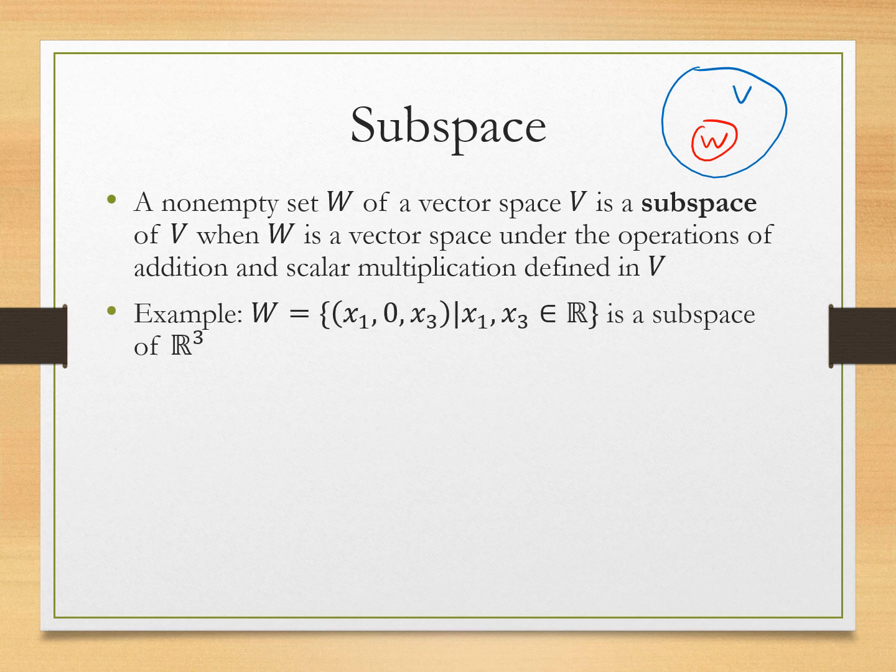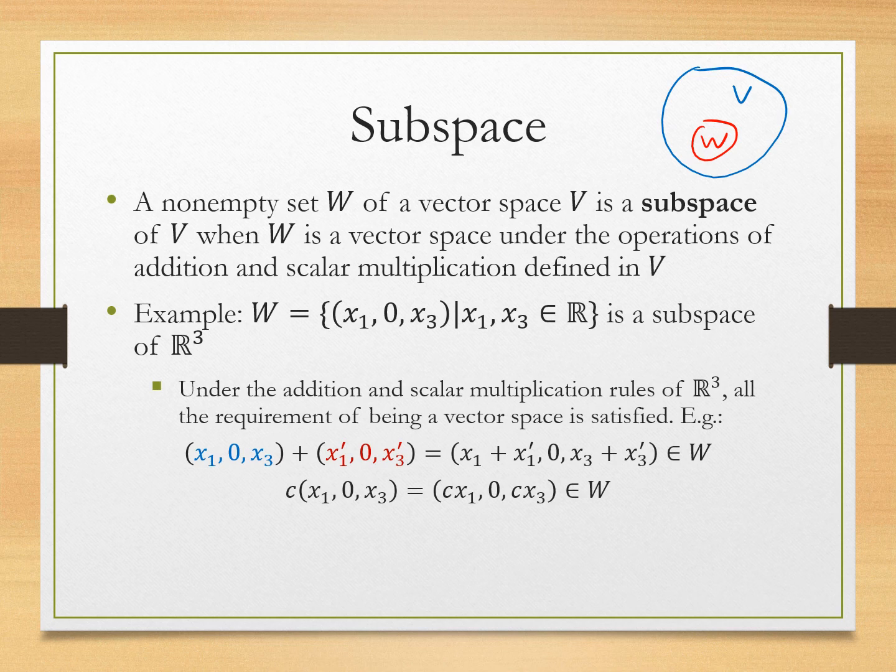Okay, so the example is the one I gave you just now, the weird one. W equals all three-dimensional vectors where the number in the middle is 0. This is a subspace of the three-dimensional real number space. Why? Because obviously any vector in W is a three-dimensional real vector. X1 is a real number, X3 is a real number, 0 is a real number. So any vector in this set is a three-dimensional real vector.